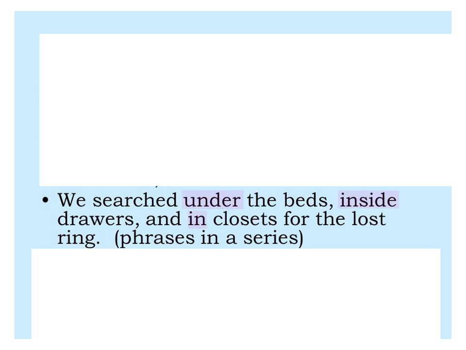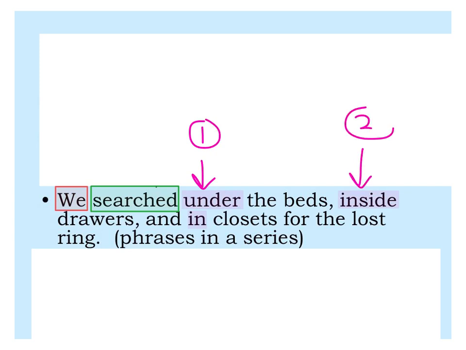So first we have our subject, which is we, and then we have our verb. What are we doing? We're searching. So we searched. Where did we search? We're answering the question where, so we will use a prepositional phrase. You can see the 3 prepositions here. Do you see we have the preposition under? That's 1. We have the preposition inside, that's 2, and we have the preposition in, that's 3.